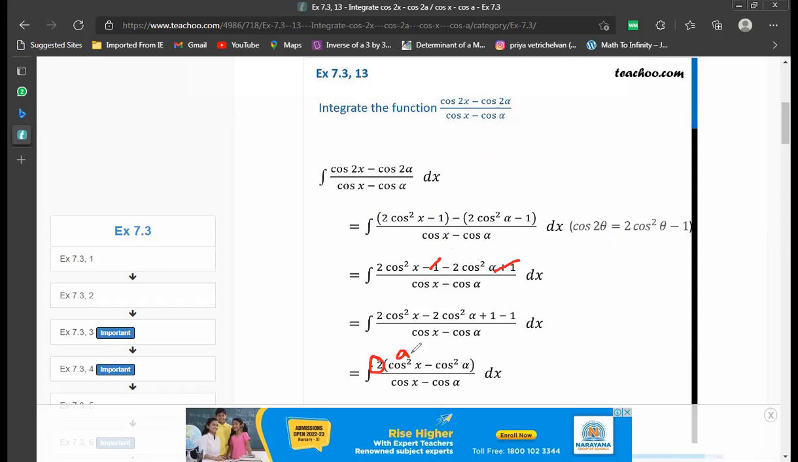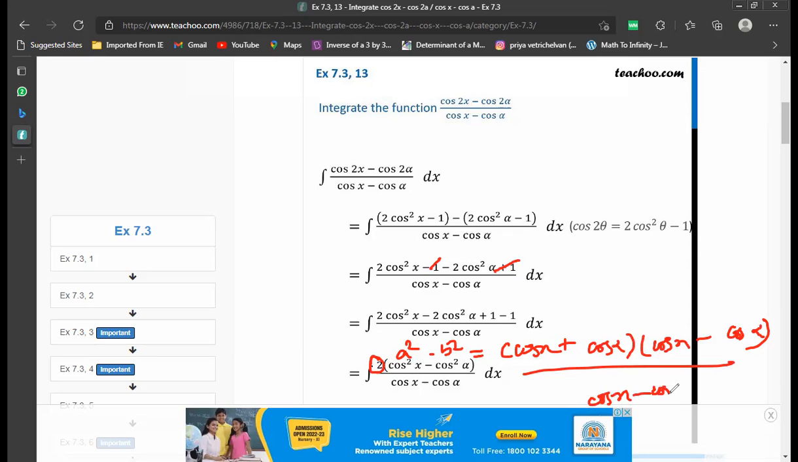And this a square minus b square can be written as a plus b into a minus b, isn't it? So that would give you cos x plus cos alpha into cos x minus cos alpha. So in the denominator, you have cos x minus cos alpha. So cos x minus cos alpha, cos x minus cos alpha will cancel out each other. So you'll be having 2 times cos x plus cos alpha in the numerator. Clear?